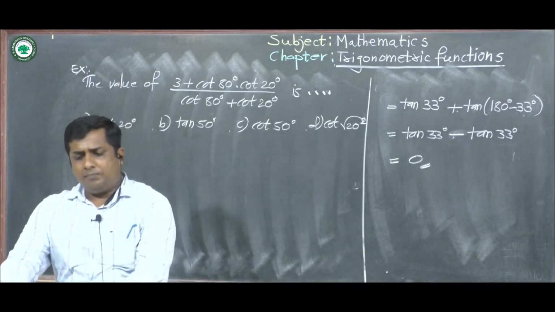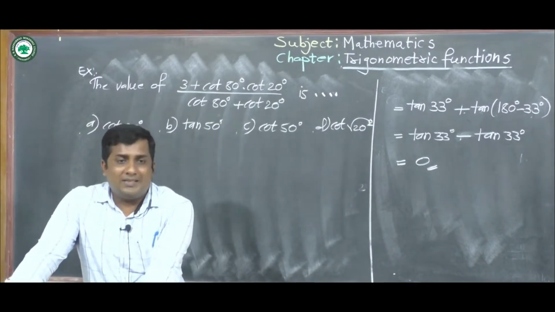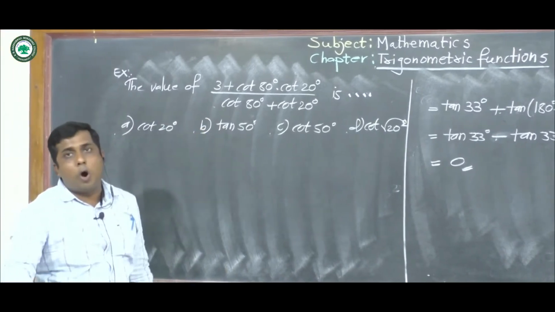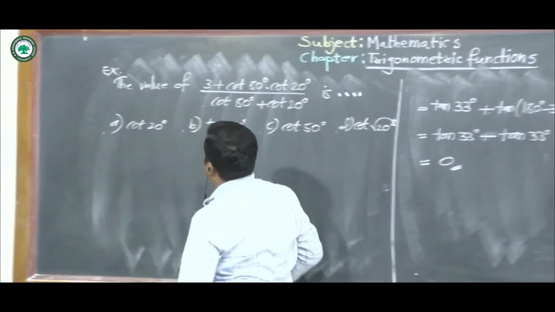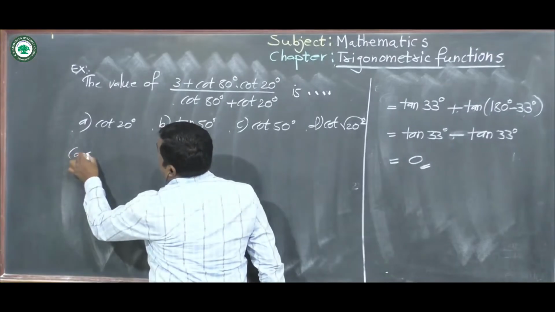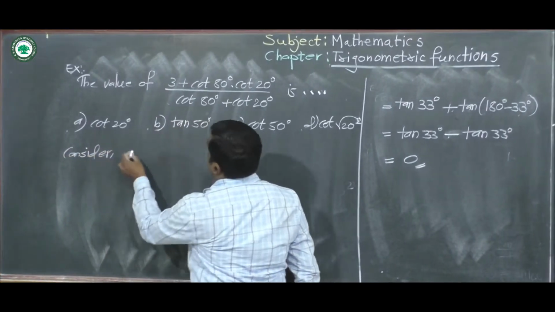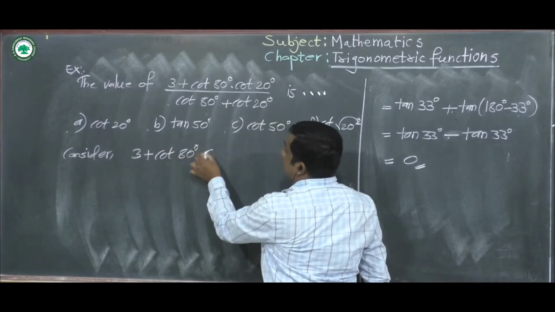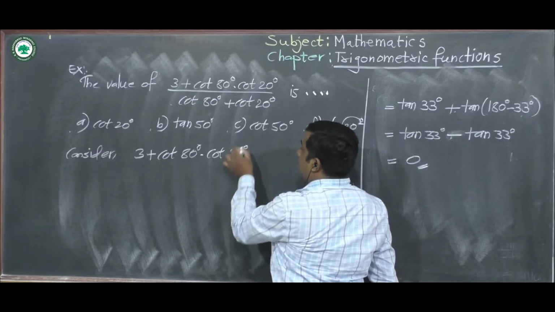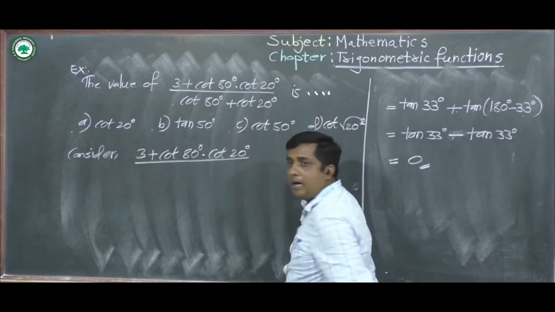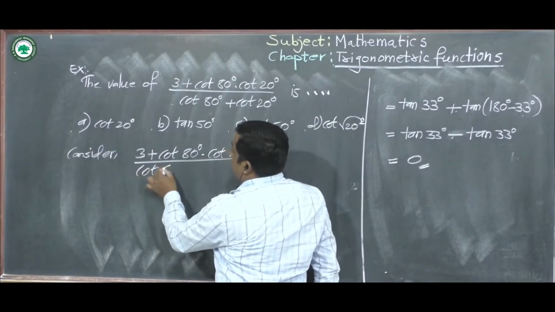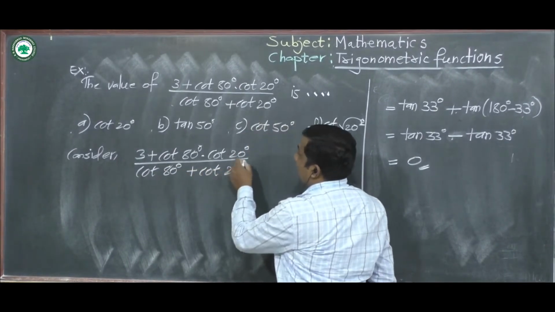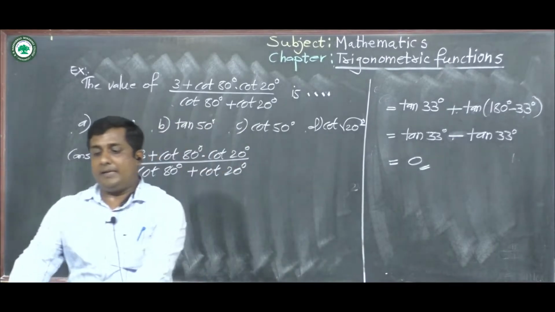Okay, again a simple example. Directly by using our given expression we have to find the correct option. So we consider the given expression: (3 + cot 80° × cot 20°) divided by (cot 80° + cot 20°).